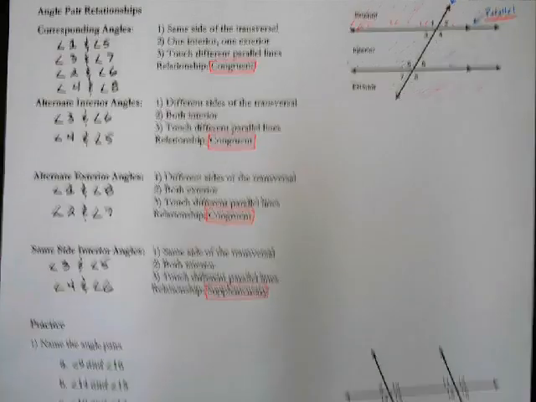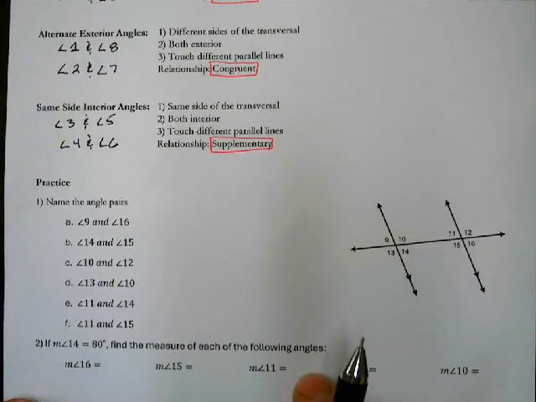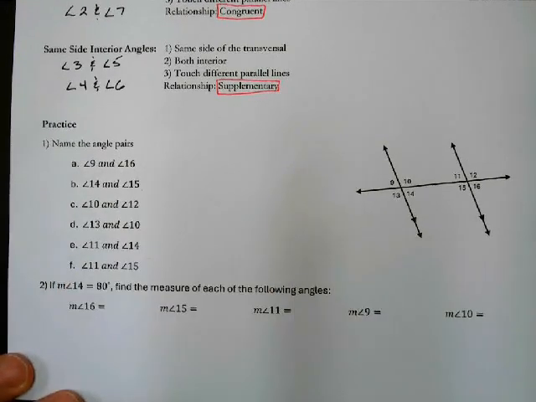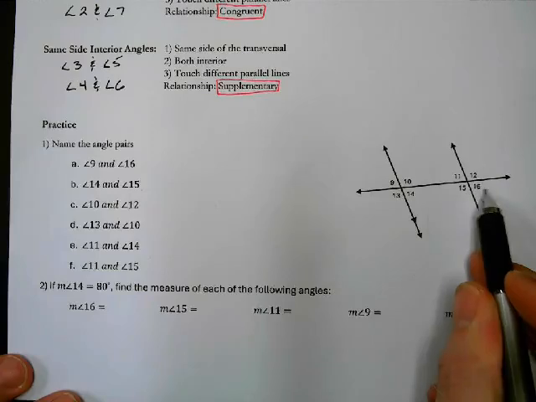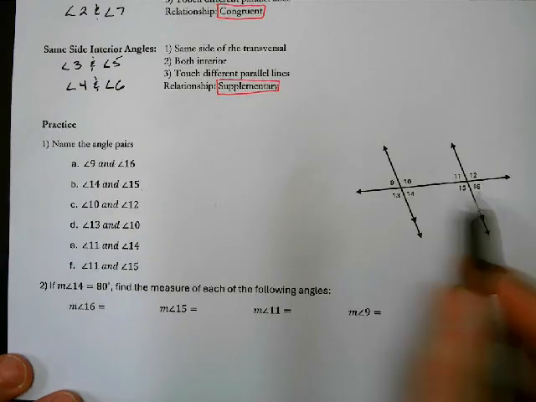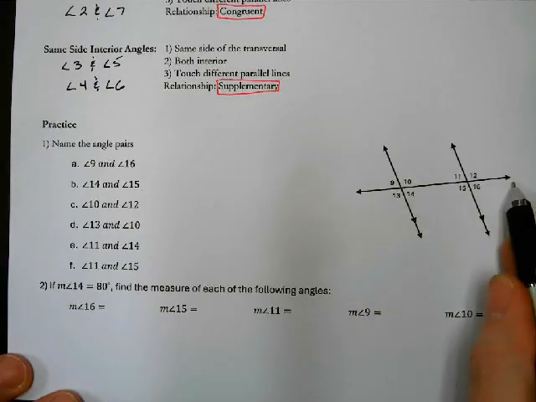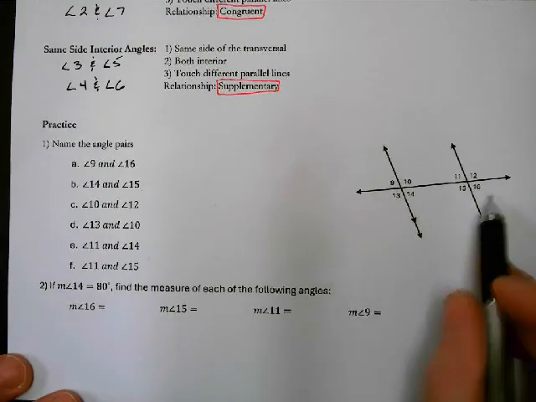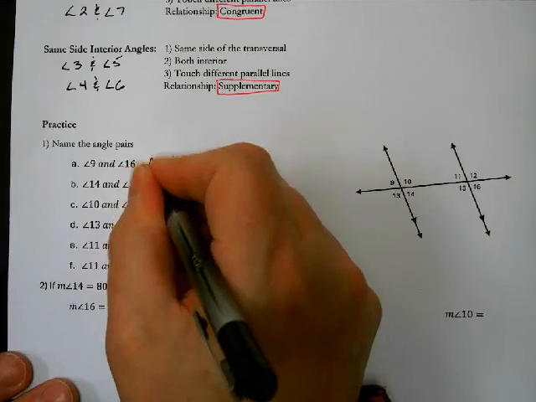All right, here we go. Practice problems. Name the angle pairs 9 and 16. So here's my parallel lines. This is the transversal. 9 and 16 are both exterior, and they're on different sides of the transversal. That makes them alternate exterior angles.